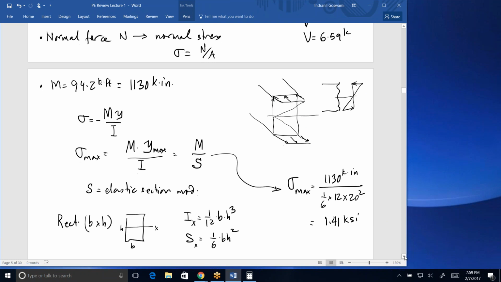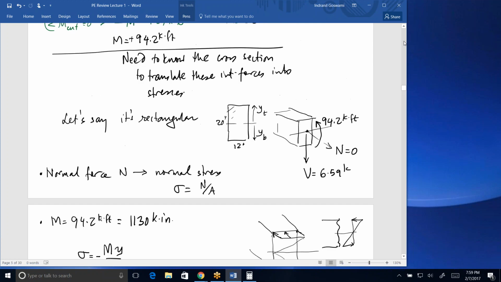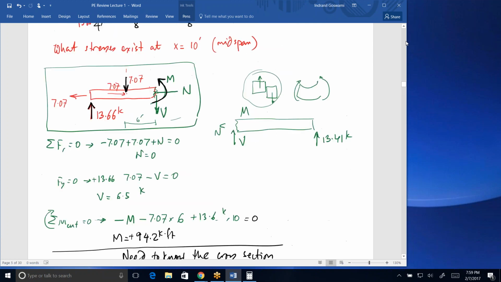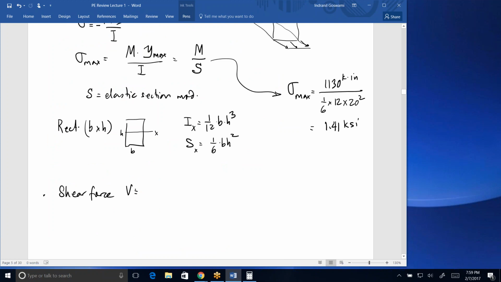And the shear distribution, the shear force V was 6.59 or something. Yeah, 6.59.